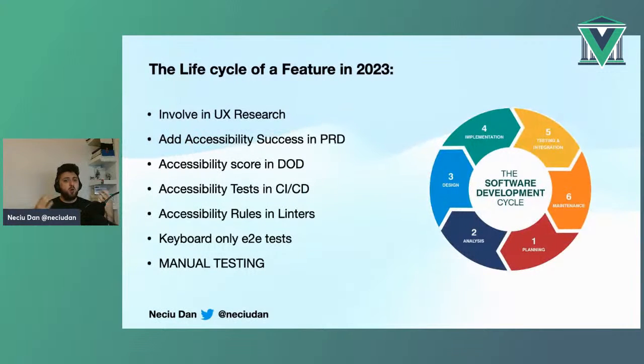So in the UX research, we want to involve people with disabilities in our user testing practices. We want our PMs and POs to add accessibility success criteria inside the documents they are creating for their stakeholders. We need to put an accessibility score in the definition of done for all of our stories. And we need to add tests using Lighthouse CI, using visual tests, and writing keyboard-only end-to-end tests to make sure that our website and app are accessibility friendly.